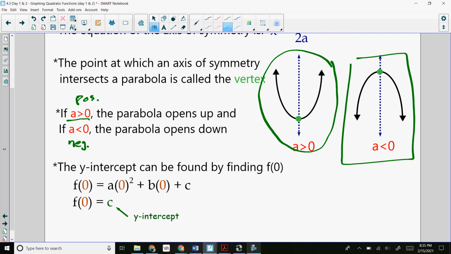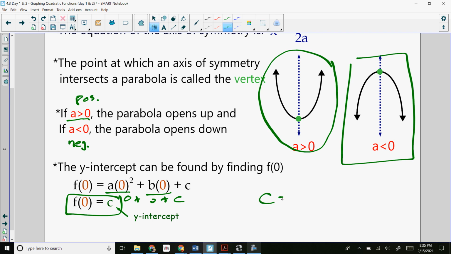Okay, lastly, on this slide, it says that the y-intercept can be found by finding f of 0. And look at what happens when you do that. 0 squared is 0, and so 0 times a then is just going to be 0. b times 0 is 0, so you end up with 0 plus c, or just c. You can say f of 0 equals c, your constant term. So that's a nice way to find the y-intercept.